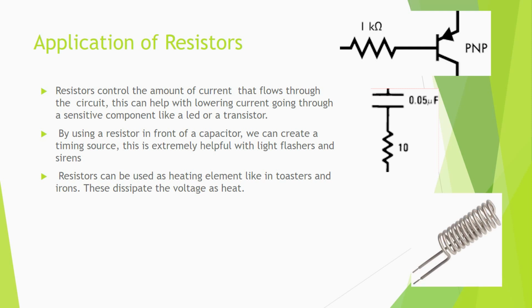Another application is using resistance with a capacitor. We can create a timing source. This can be helpful with light flashers and sirens. Another use of resistors is as a heating material, like in toasters and irons. These dissipate the voltage that's put into the resistor as heat.